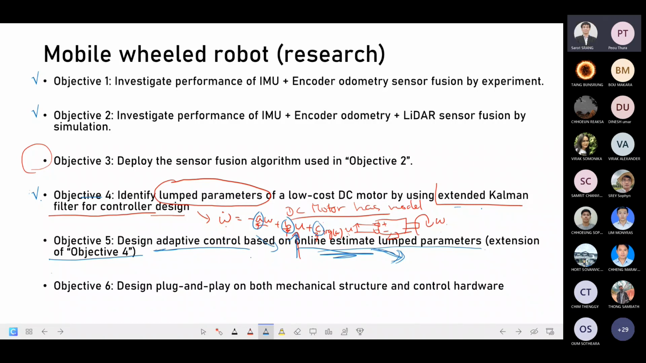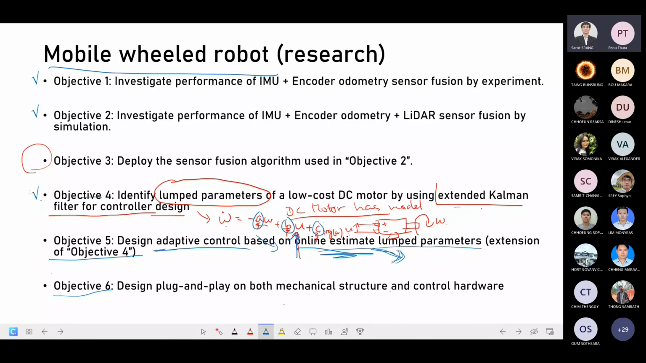Okay, this is a little bit too deep for young students, but senior students who have worked on this should be able to understand. And then for objective number 6, design plug and play on both mechanical structure and control hardware for mobile robot. Yes, still for mobile robot.